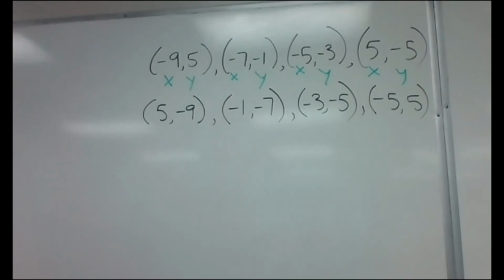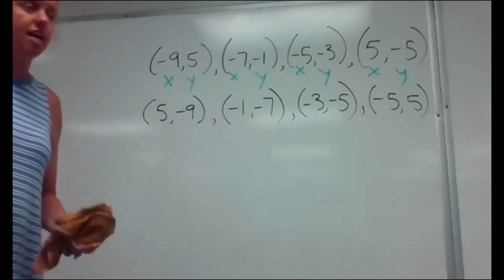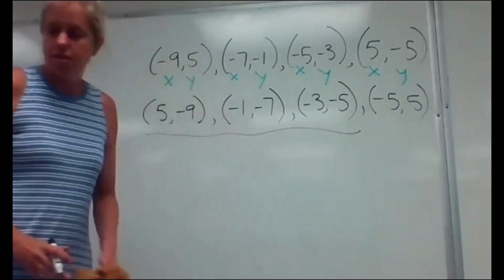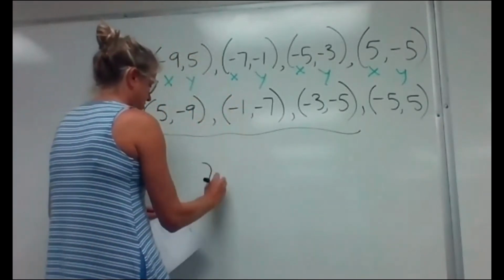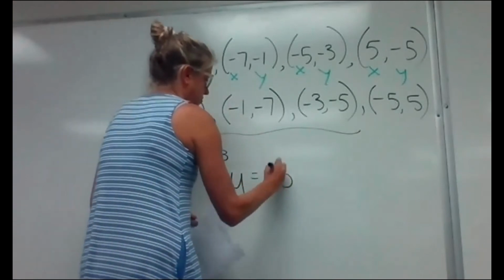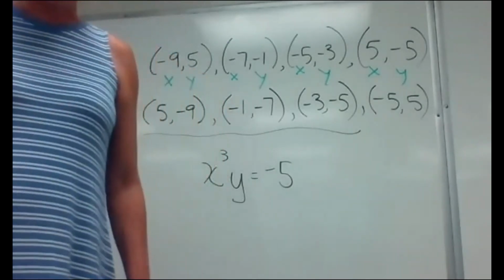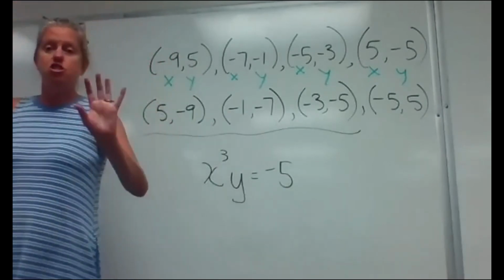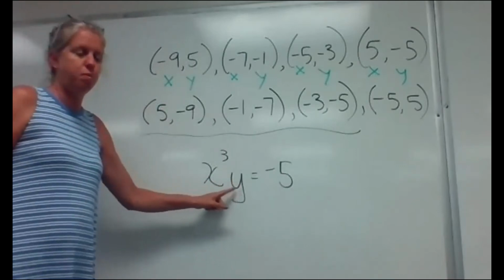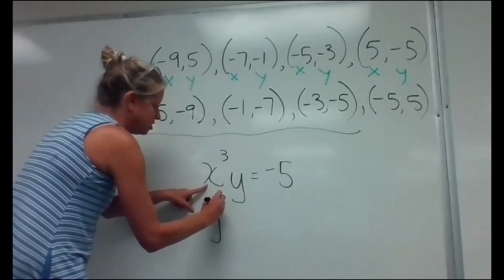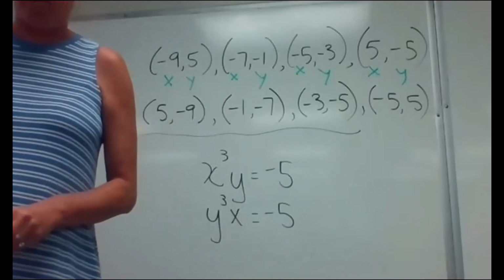Number 2 says find an equation of the inverse relation. So number 2, it's going to give you an equation: x to the third y equals -5. It doesn't want you to solve anything. It just wants you to find out what the inverse equation would look like, which again just means invert x and y. So I'm just putting these in each other's spots. So that's going to turn into y to the third x equals -5. That's all you're doing on that one.